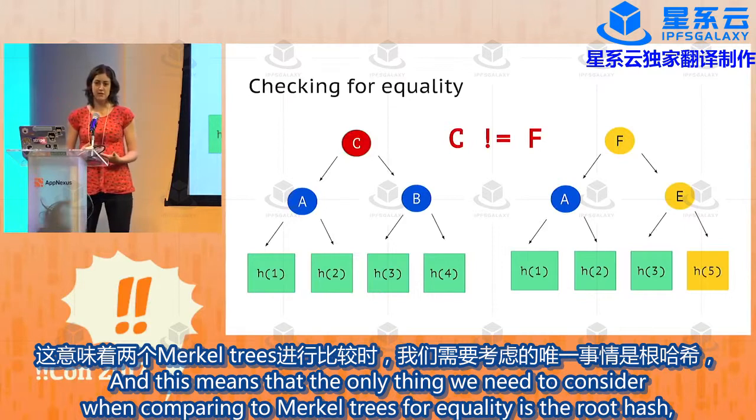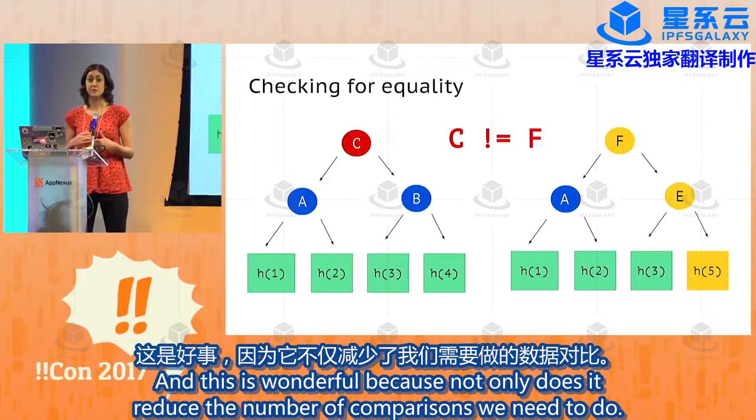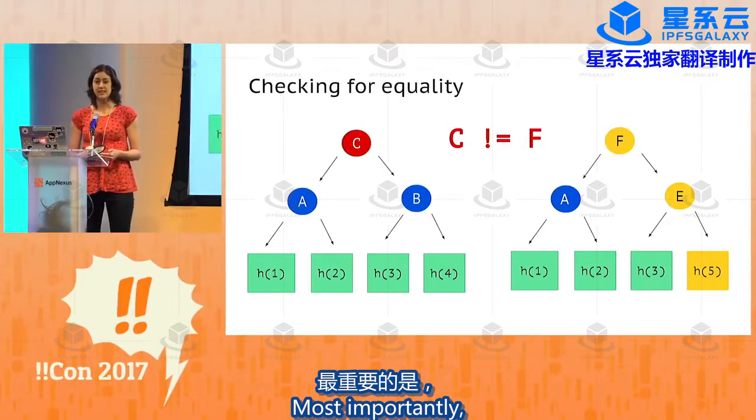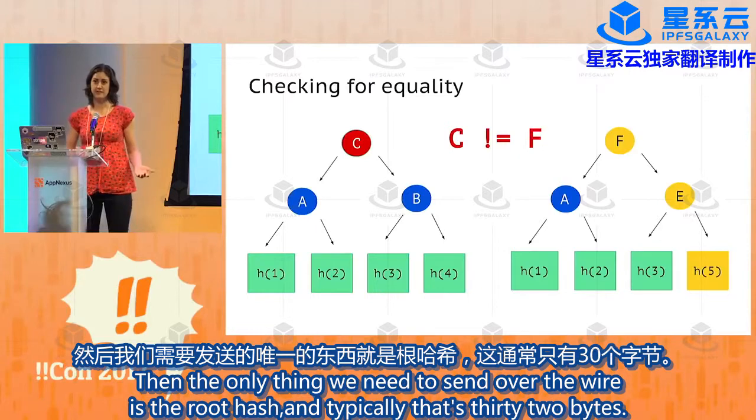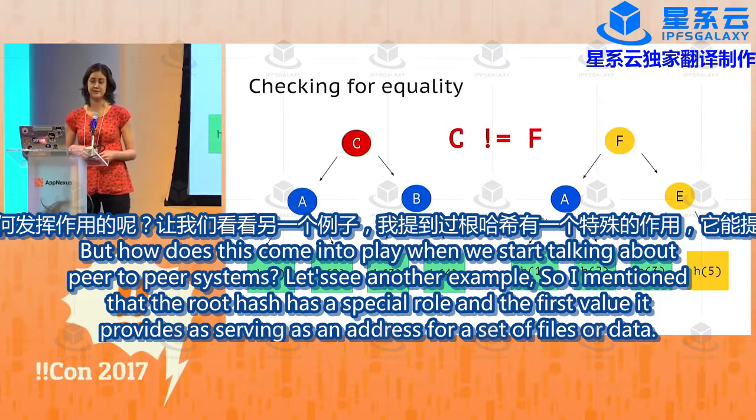And this means that the only thing we need to consider when comparing two Merkle trees for equality is the root hash. And this is wonderful, because not only does it reduce the number of comparisons we need to do, most importantly, if we're doing this comparison over a network, then the only thing we need to send over the wire is the root hash, and typically that's 32 bytes. But how does this come into play when we start talking about peer-to-peer systems?